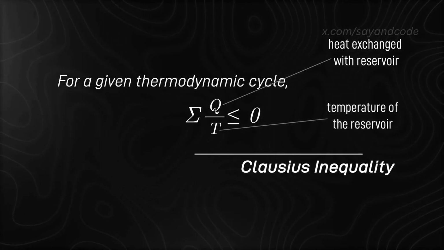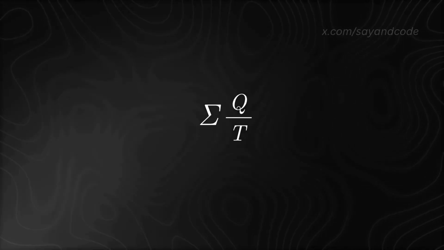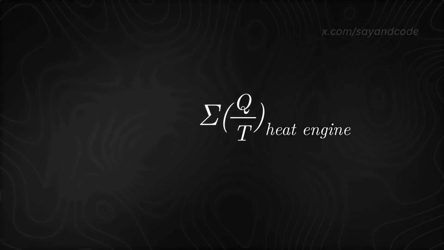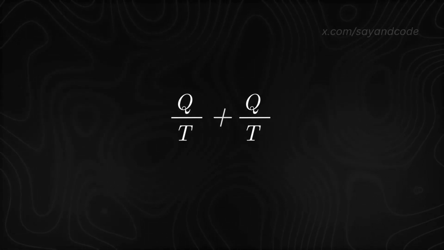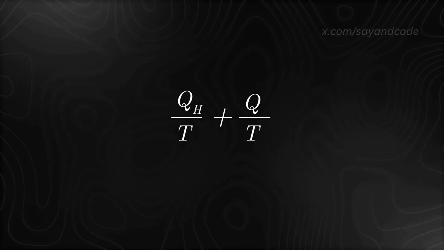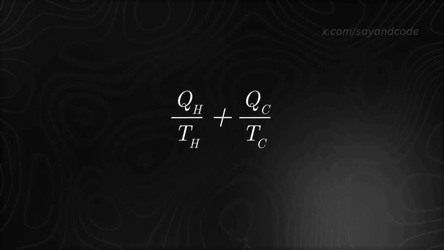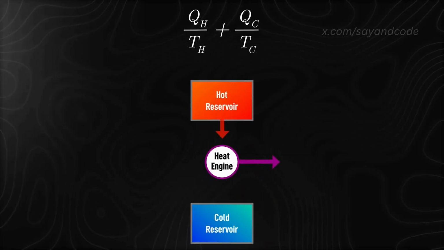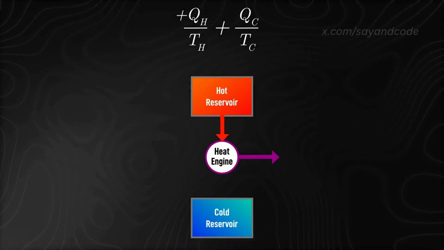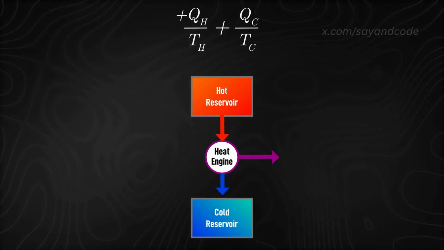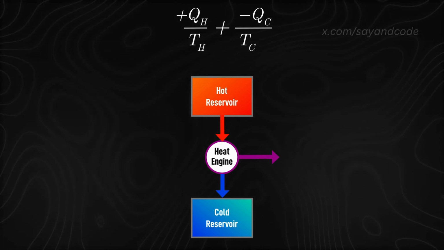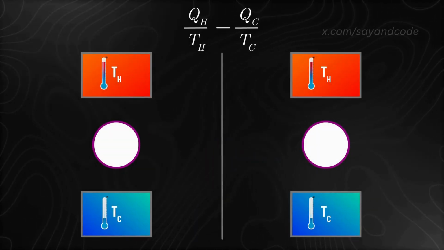To see why this is true, we can look at the LHS, considering the cycle of a heat engine, where heat transfer happens twice. Once from the hot reservoir at temperature TH, and then to the cold reservoir at temperature TC. Here the heat QH is being added to the engine, and so is positive, while QC is being rejected by the engine, and so is negative.